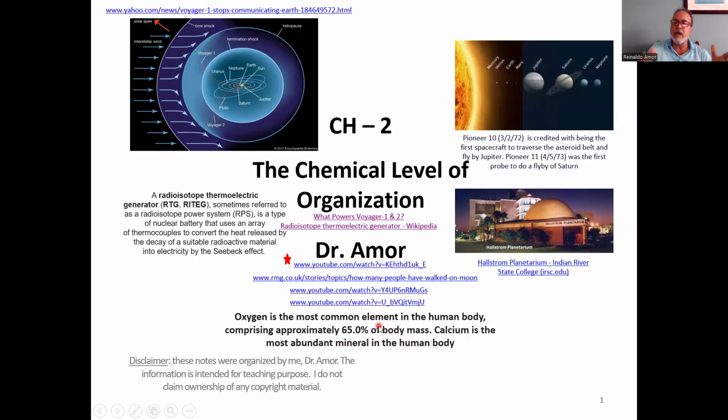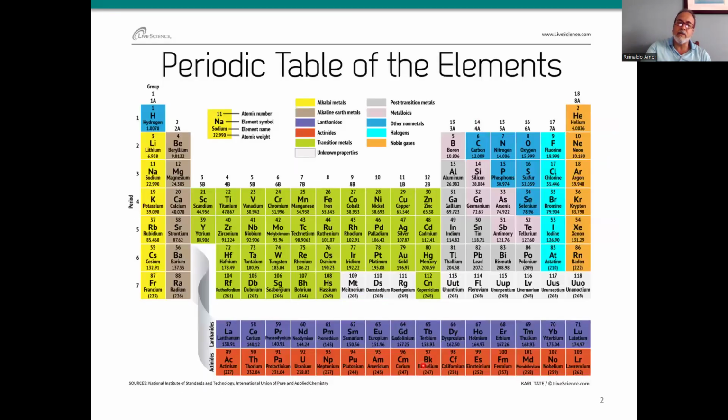Okay, we have the periodic table of elements, and we see oxygen and we see also calcium. But a lot of times students can misinterpret the information, so it's important that you are awake and alert about how you read it. Because if they say element, that will be oxygen, the most abundant, the most common element. But the most abundant mineral will be calcium.